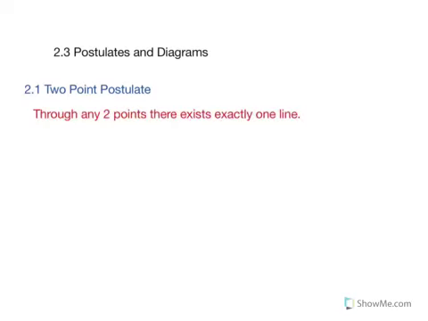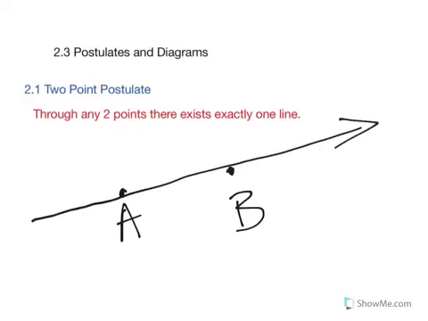So an example would be if I had points A and point B, that means I can draw exactly one line through those 2 points. Now, if I try to draw it the other way, we can't say that's a different line because it's overlapping on the one we just drew. Okay, so there's exactly one line that exists through any 2 points.